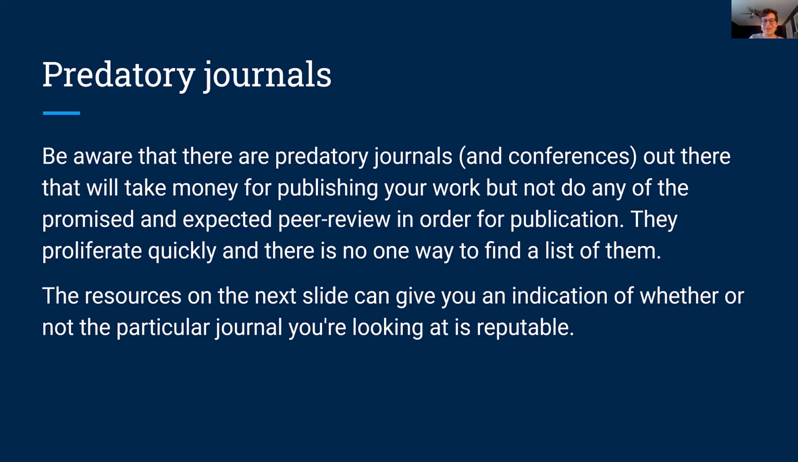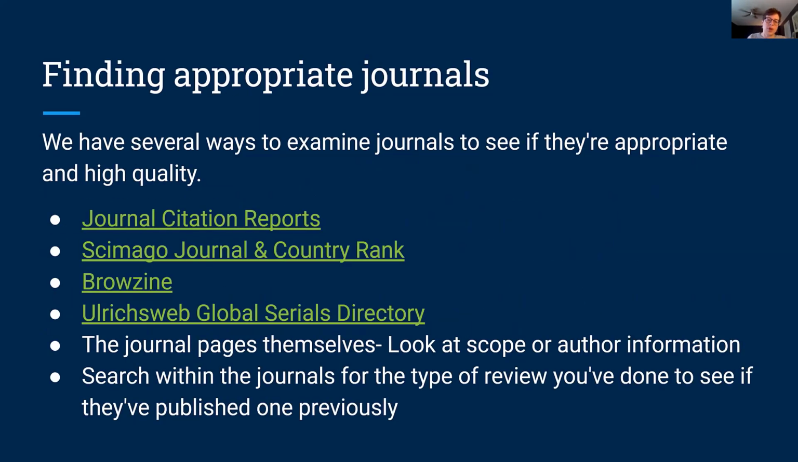There used to be some lists and ways to find them, but that's not necessarily the case anymore. So there are some resources in the next slide that we're going to look at because it's really important to do this work ahead of time, because you do not want to publish in a predatory journal, obviously, if you can avoid it. So we have several tools to examine journals to see if they're appropriate and high quality, and I'll go through all these.